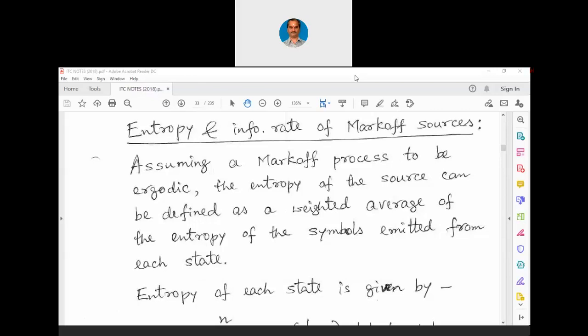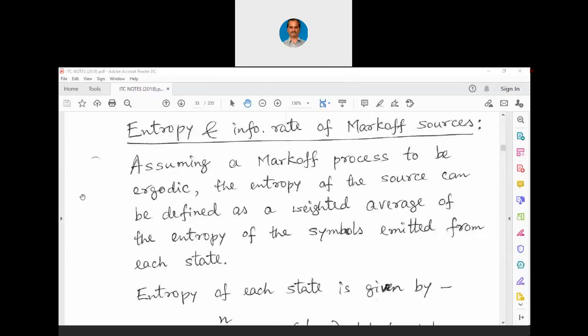Yesterday we were discussing this Markov process, and we have been assuming that all our information sources can be modeled using this particular procedure which Markov started. Let me continue the discussion of whatever we did yesterday. Today let us discuss how to find the entropy of the Markov source, and later, after finding the entropy, let us try to find the information rate of the Markov source.